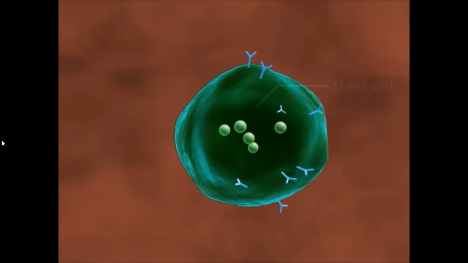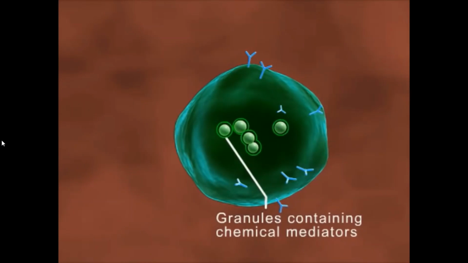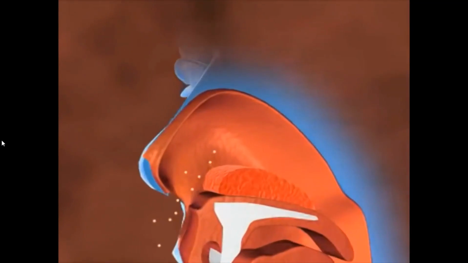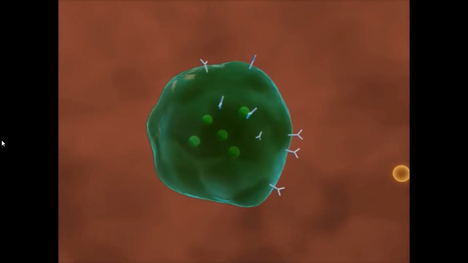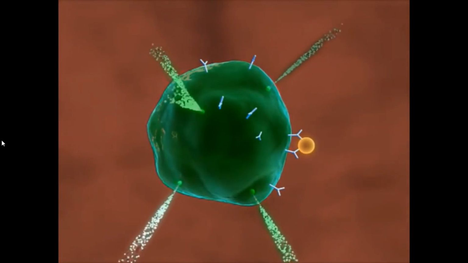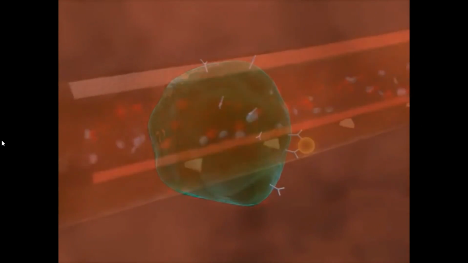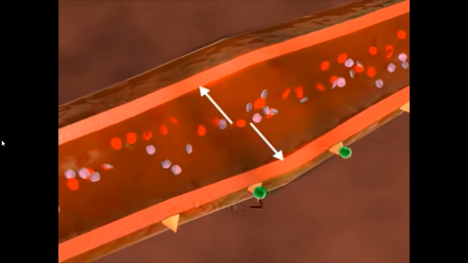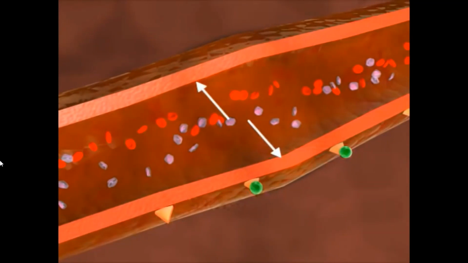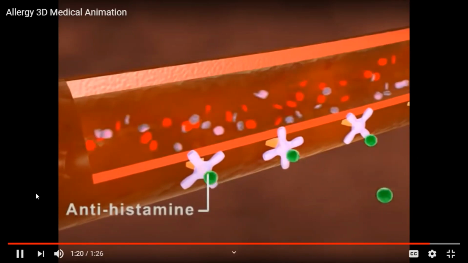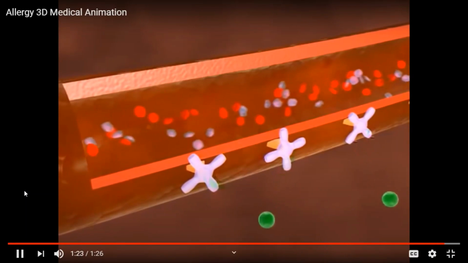The mast cells have granules containing chemical mediators like histamine and prostaglandins. On re-exposure, the allergen binds to the IgE antibodies present on the mast cells, cross-linking them. This results in the release of histamine, prostaglandins, and other mediators into the surrounding tissue. These mediators cause dilation of the surrounding blood vessels and increase their permeability. This results in the nasal stuffiness, sneezing, and mucus discharge of allergic rhinitis. Antihistamines work by blocking the action of histamine at its receptors, thus decreasing the body's reaction to the allergen.